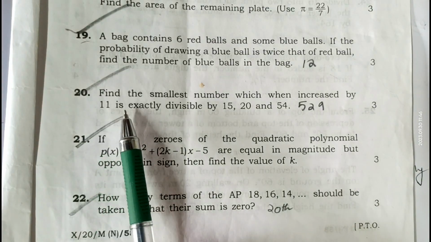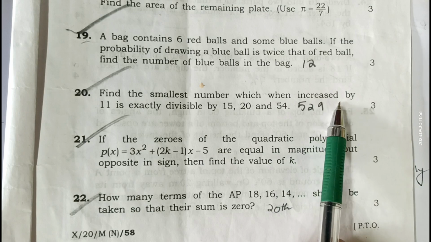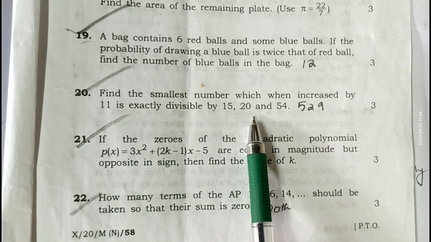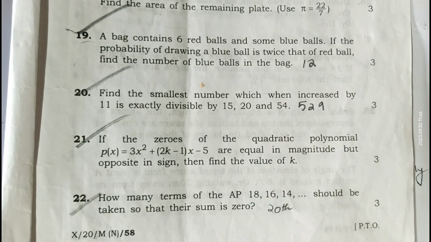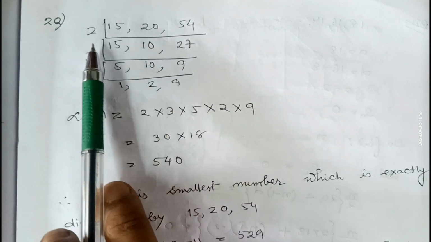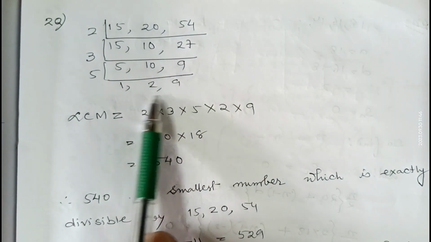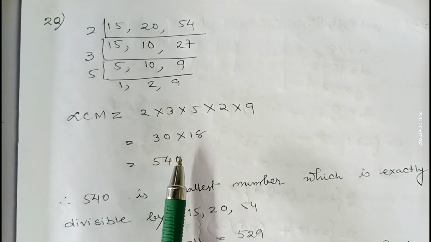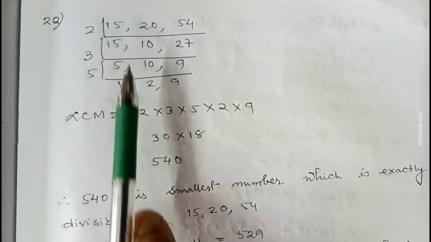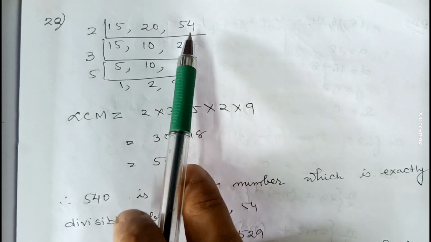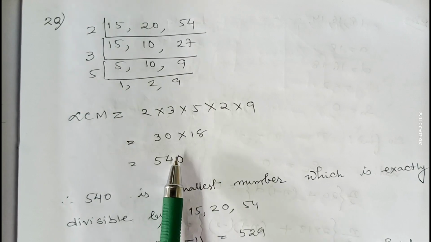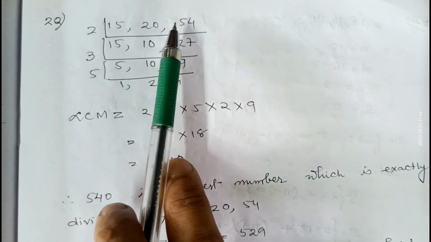Question number 20. Find the smallest number which when increased by 11 is exactly divisible by 15, 20 and 54. Here we take the LCM of 15, 20 and 54, and after taking the LCM we get 540. Therefore 540 is the smallest number which is exactly divisible by 15, 20 and 54. Clear? First we have taken the LCM. LCM we got 540, and 540 is divisible by 15, 20 and 54.